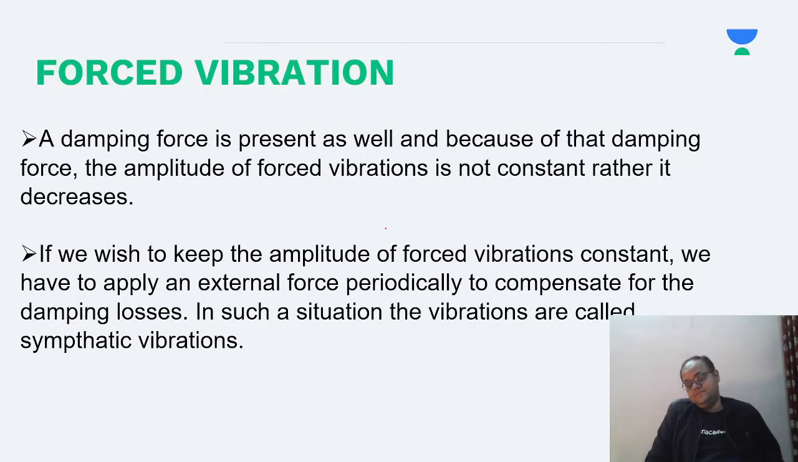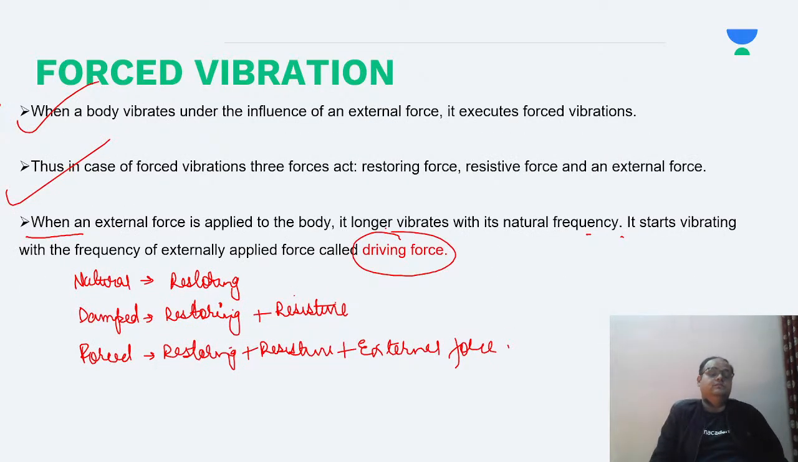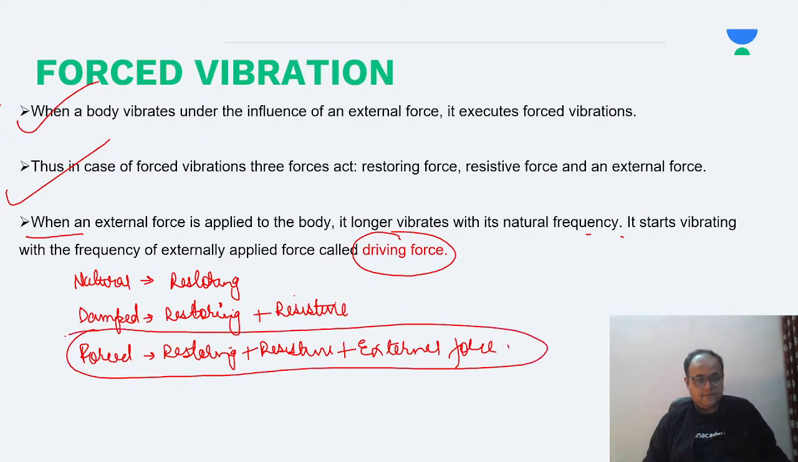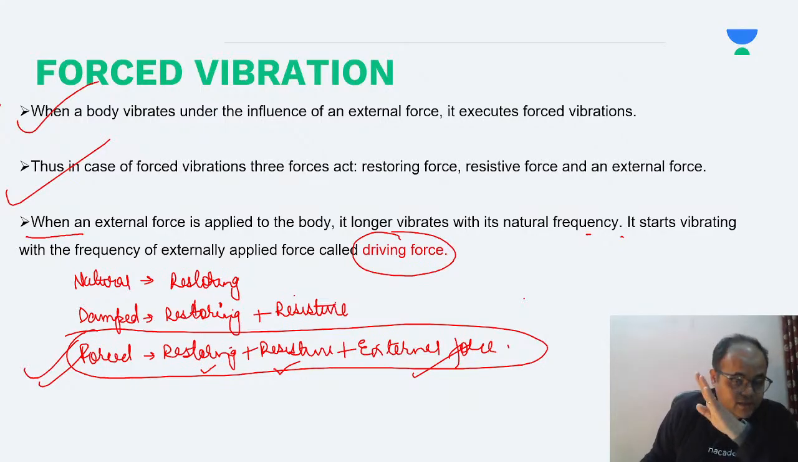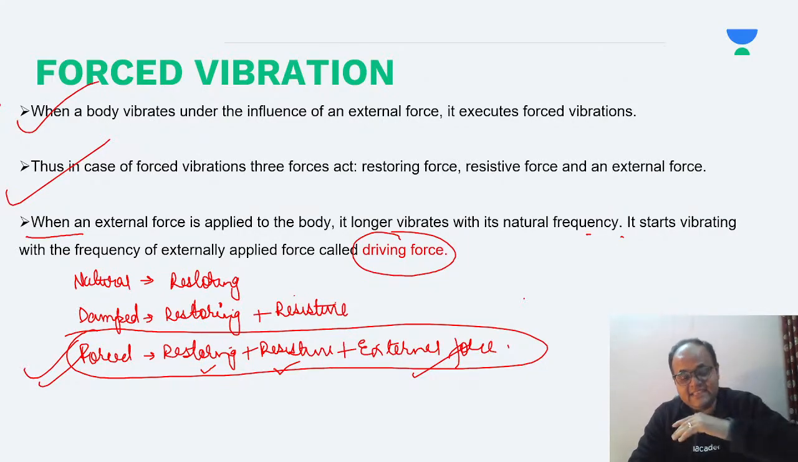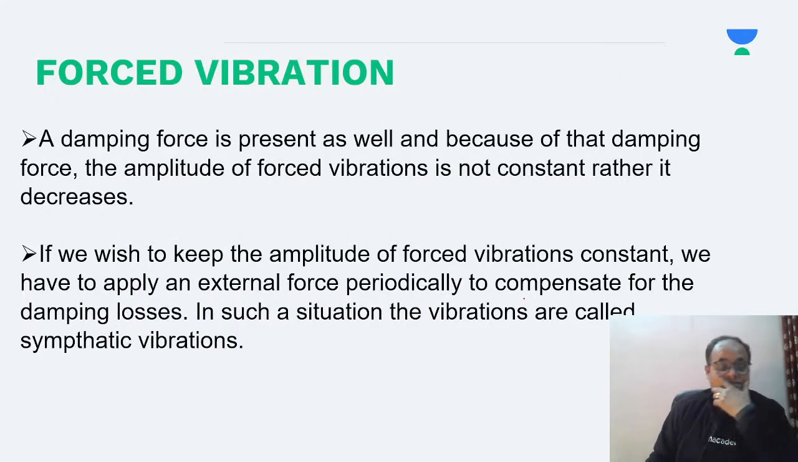Now here's the catch. Just see point 3. It's a very important point. In this point, you can see that in a forced vibration, you have got a restoring force, a resistive force, and an external force. The restoring force was bringing the body back to its original position. That's the work of the restoring force. What the resistive force does is it decreases the amplitude of the oscillation.